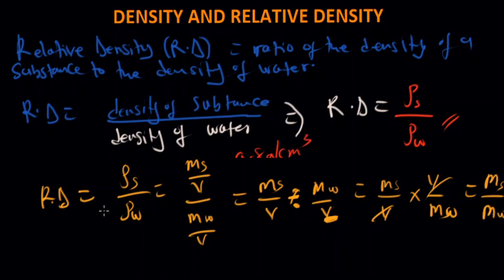So another definition for relative density is the ratio of the mass of any volume of a substance to the mass of an equal volume of water. And so that is another definition for relative density. So we have RD equal to mass of substance over mass of water. This is another equation for relative density.